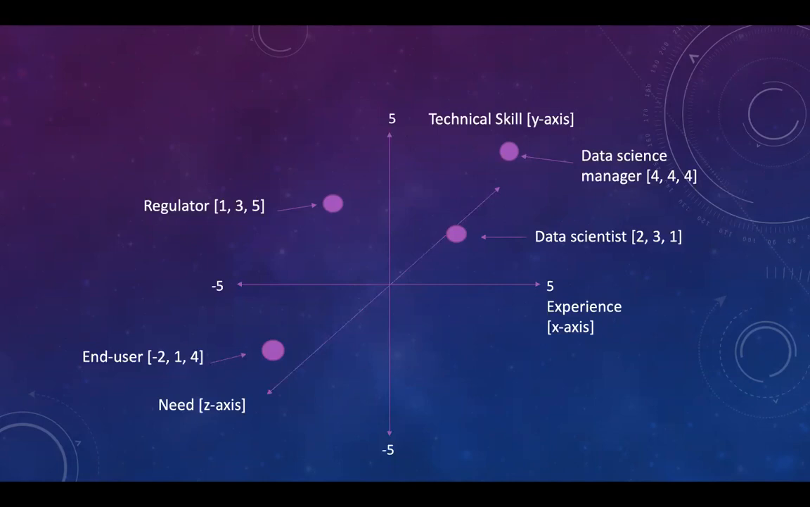Two other ones that we have here is the end user. An end user may be someone without any experience in this field. They may not be extremely technical, but they would have high need. You can think of this in places like healthcare, insurance, banking industries. These are the people who are ultimately going to be affected by this kind of algorithmic decision making.